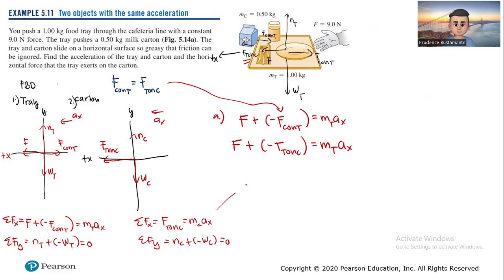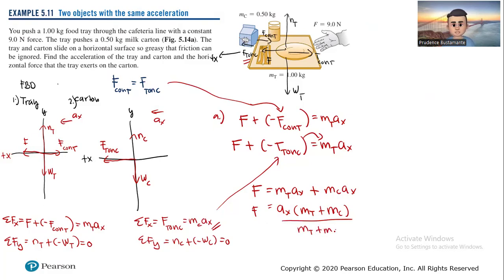Since F T on C is just equal to this one, we transpose it to the other side and it becomes positive, plus M C A X. Therefore, we can factor out the acceleration times M T plus M C is equal to F. We divide both sides by M T plus M C, and it cancels.